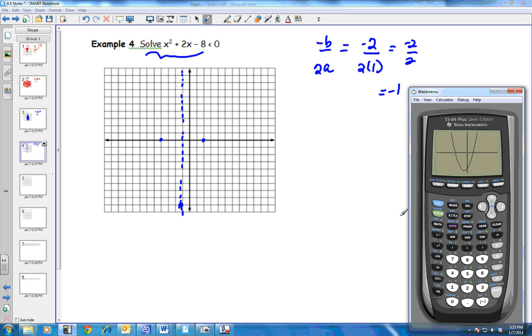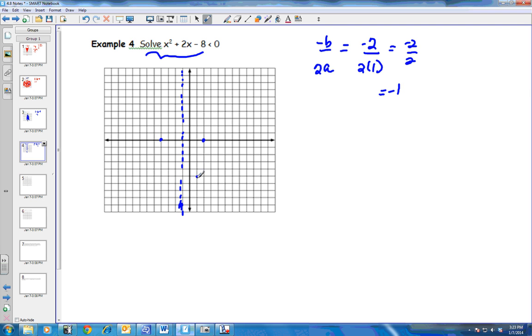All right, and let's just see by going to our table if we can pick out a couple more. When x is 1, my point is negative 5. So when x is 1, 1, 2, 3, 4, 5. Then I'd have that point over on the other side. Okay. So I'm going to go ahead and draw in my parabola.